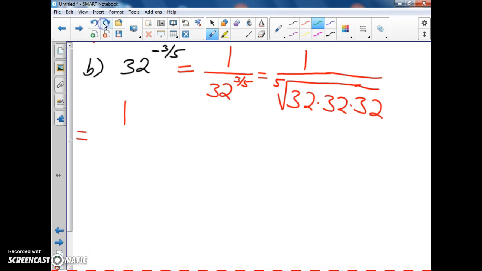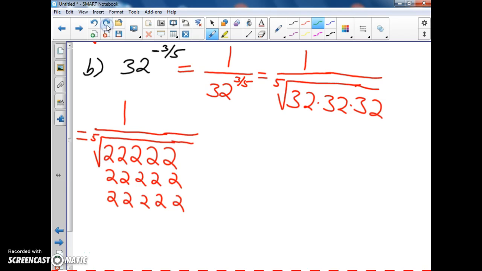1 over a fifth root house with 5 2s for the first 32, and 5 2s for the second 32, and 5 2s for the third 32. There we go, and we're circling.